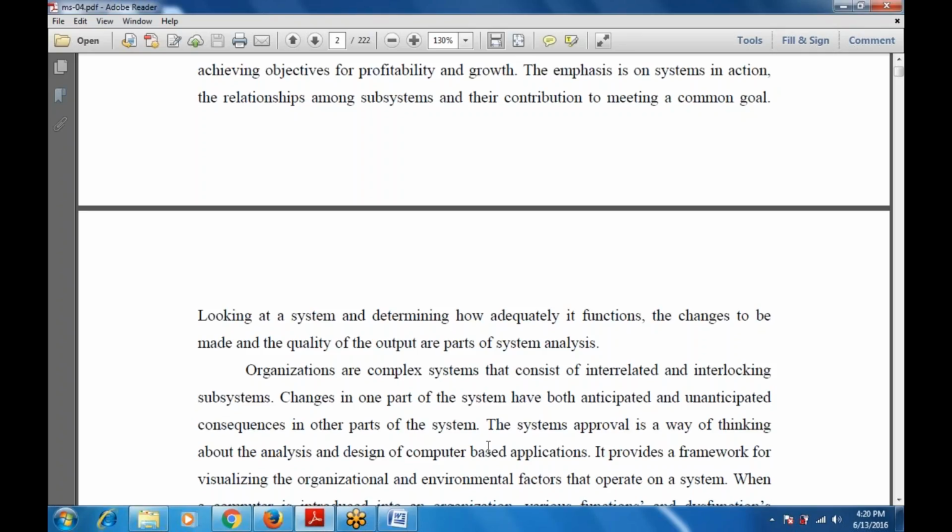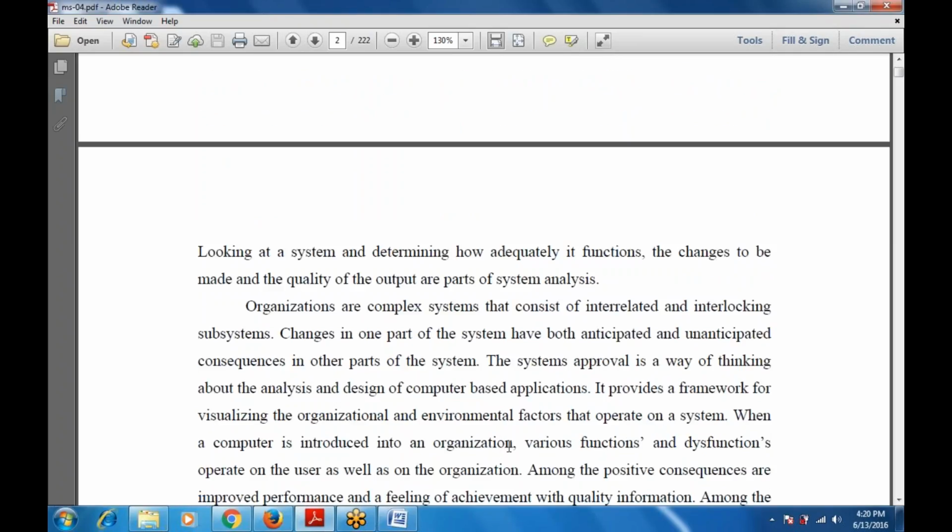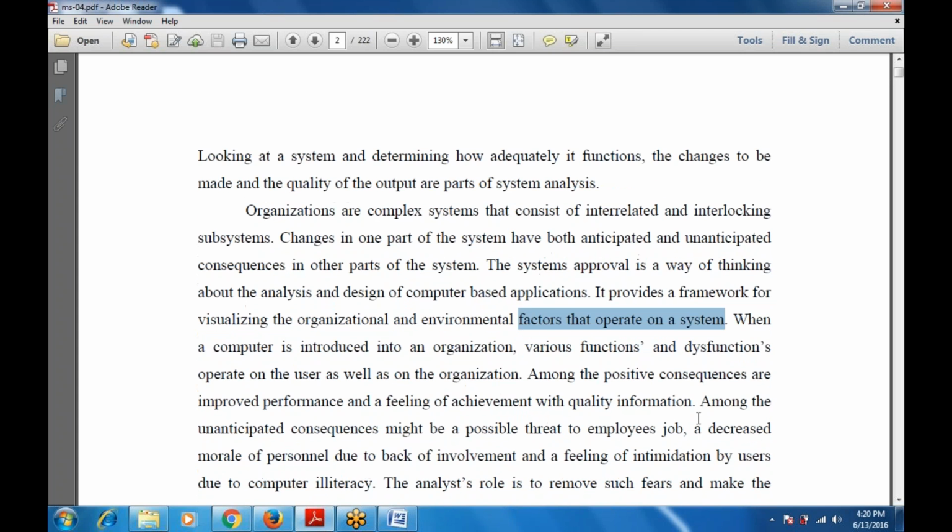So one is the small organization or business. The other is a complex system used by organizations, where the parts are related with each other, known as interrelated and interlocked subsystems. So if there is a change in one system, that may impact the other systems also, because every system is linked with each other in complex systems. And it also provides a framework for visualizing the organization and the environment factors that operate on a system.